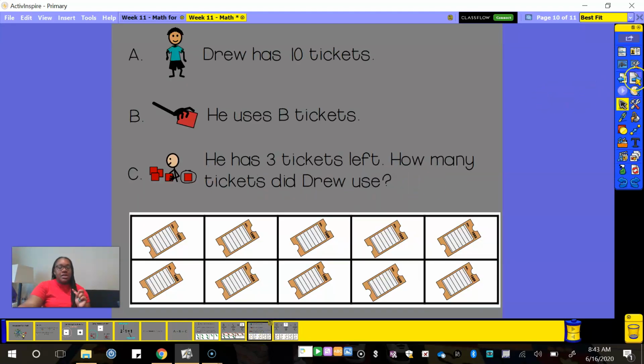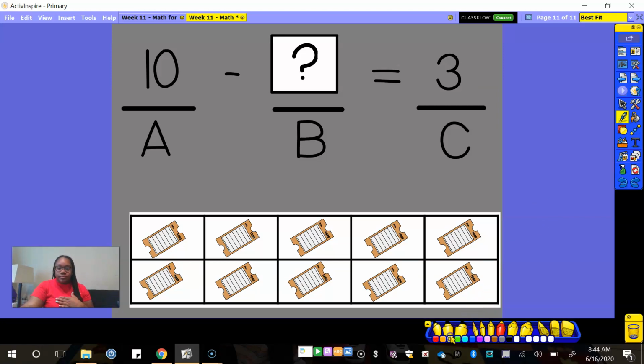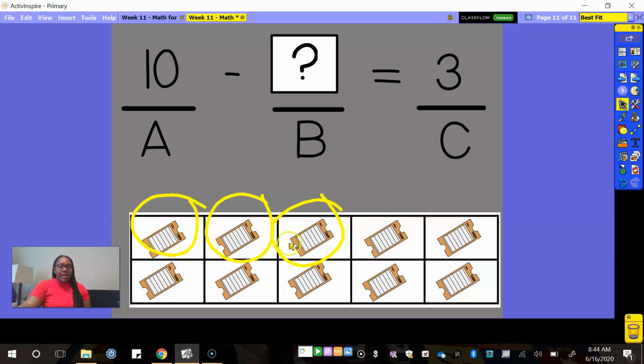So let's try to solve this, okay? So our A was 10. Our B, we don't know, but we know that our C is 3. So we have 10 tickets in our tens frame, and we know that Drew only had 3 left over. So I'm going to circle 3 tickets. 1, 2, 3. Awesome. So these are the tickets that Drew had left.